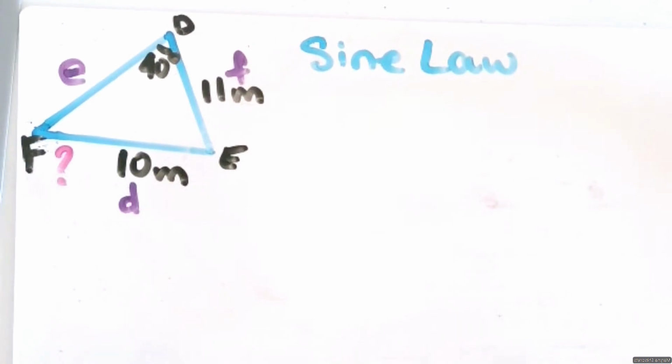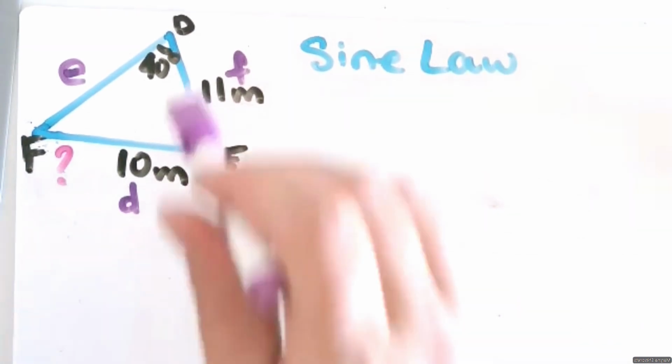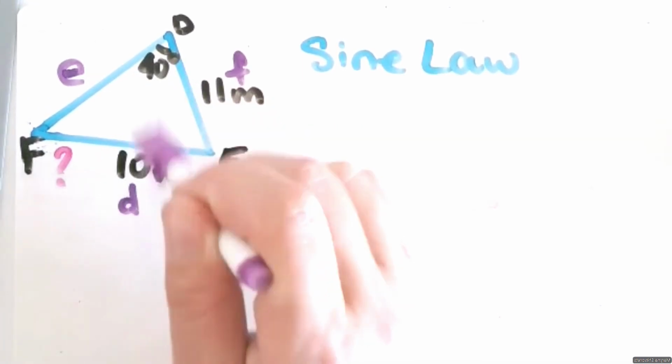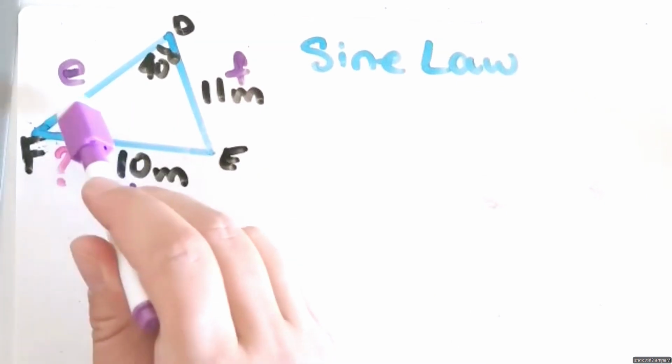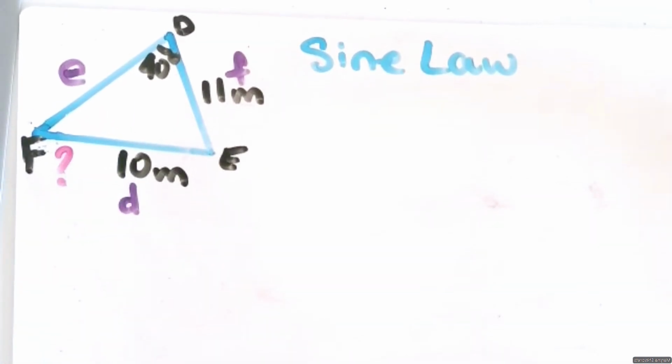Now I'm going to decide, can I actually use sine law here? I have a corresponding angle and side. That's my D and d. And I have a side length f corresponding to my missing angle F. So using the sine law is going to be easy peasy. Let's set it up.